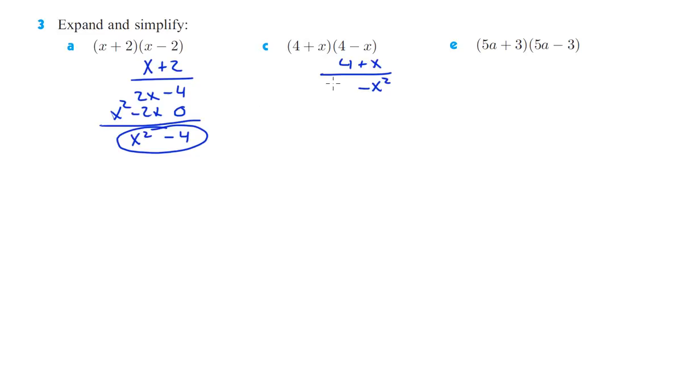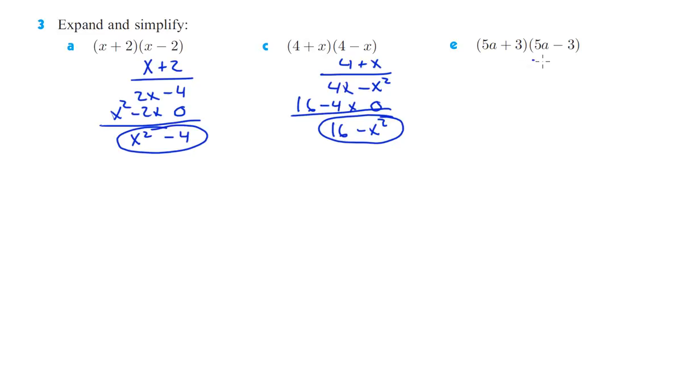X times 4 is 4x. 0 to hold the spot. 4 times negative x is negative 4x, and then 4 times 4 is 16. Okay, so we end up getting the negative x squared here. Those 4x's turn into 0, the 4x and the negative 4x, and then we get 16 minus x squared. Or you could write this as negative x squared plus 16. It doesn't really matter too much.